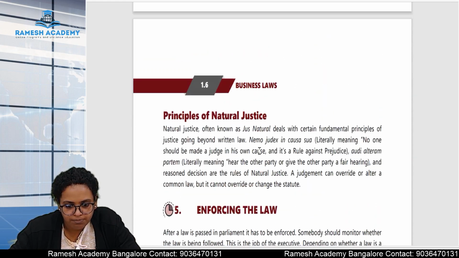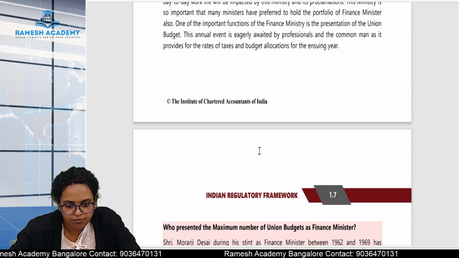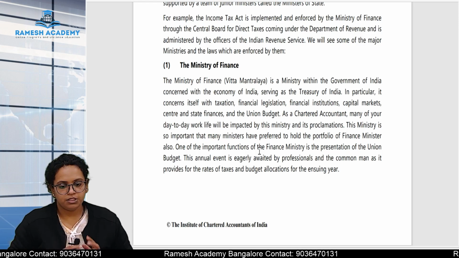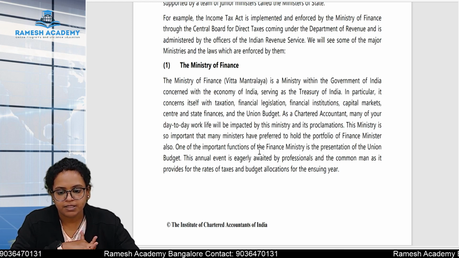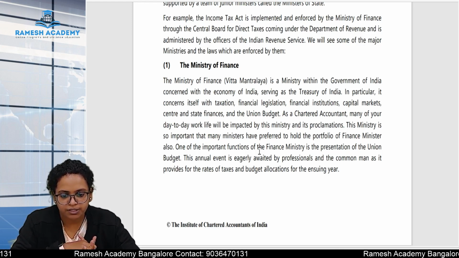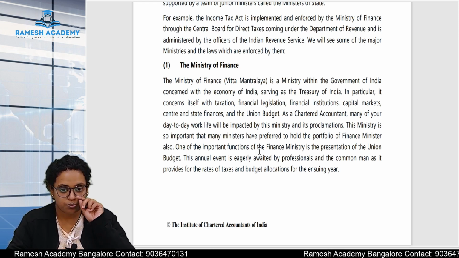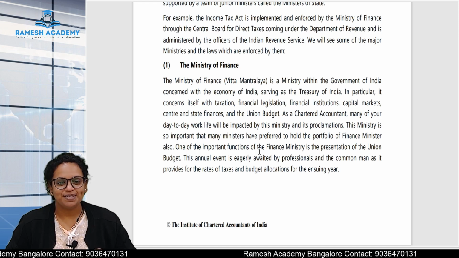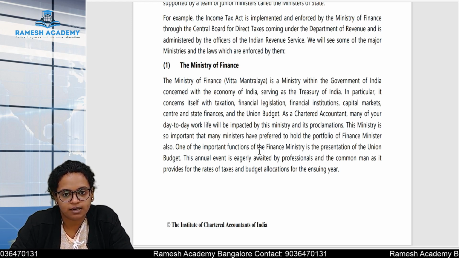Let's start with the Ministry of Finance. Okay. The Ministry of Finance, which is also called as Vitta Mantralaya, is a ministry within the Government of India concerned with the economy of India, serving as a treasury of India. So Ministry of Finance is a very important ministry, because where income tax department comes under picture, where central excise duties, all your taxes comes under picture.